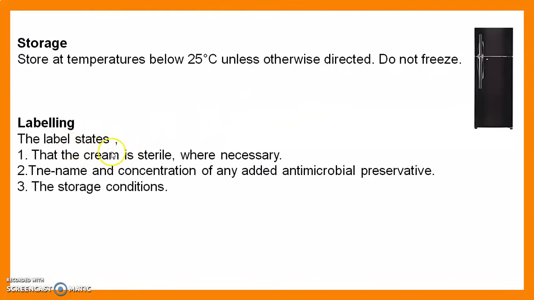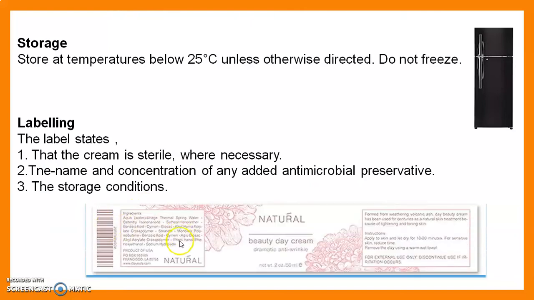Then labeling. The label states that the cream is sterile where it is necessary. The name and the concentration of any added antimicrobial preservative and the storage conditions should be mentioned on the label. This is the label of a general type, which mentions the name, all the labeling conditions, then ingredients, all that. This is all about the theory of the creams.